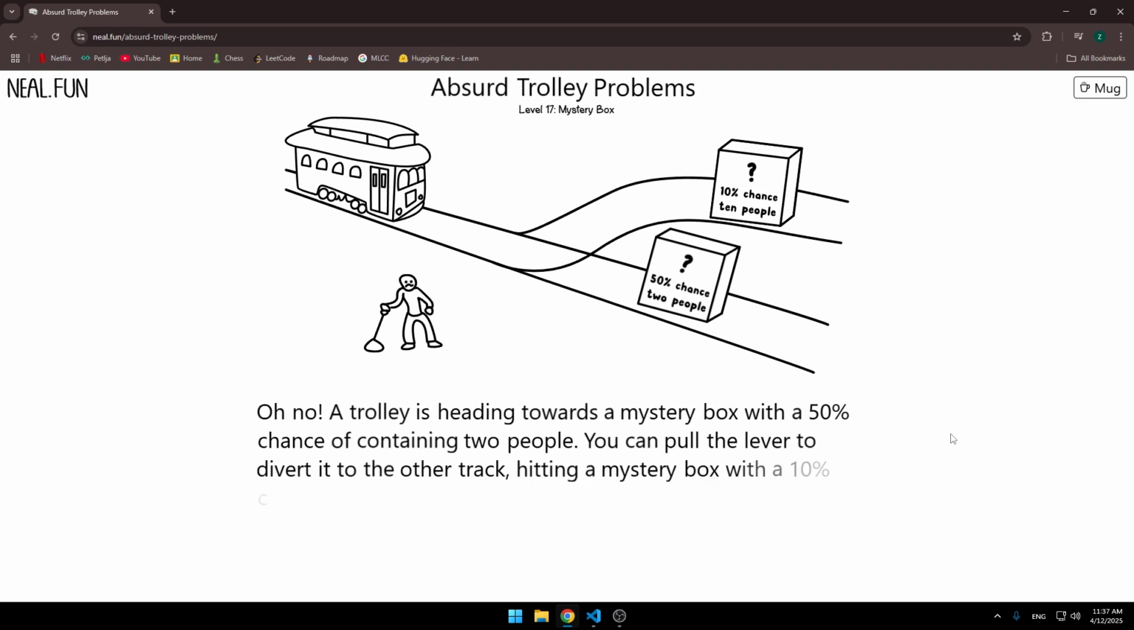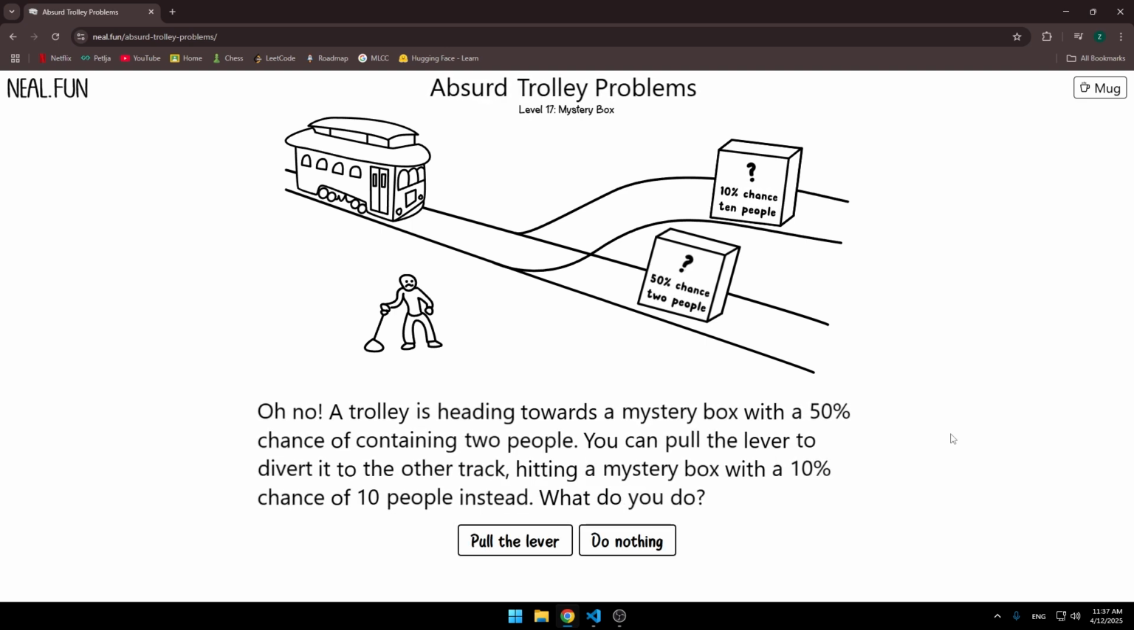Whatever. Okay, absurd. Oh, mystery box. Those are fun. Okay. A trolley is heading towards a mystery box with a 50% chance of hitting 2 people. You can pull a lever to divert your track, hitting a mystery box with a 10% chance of hitting 10 people instead. What do you do? I think it's just the 10% chance. Let's see, does the AI like gambling? This is a very important question.